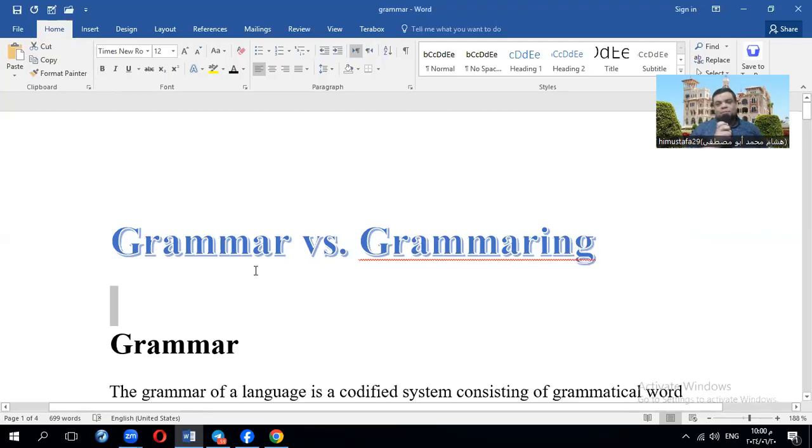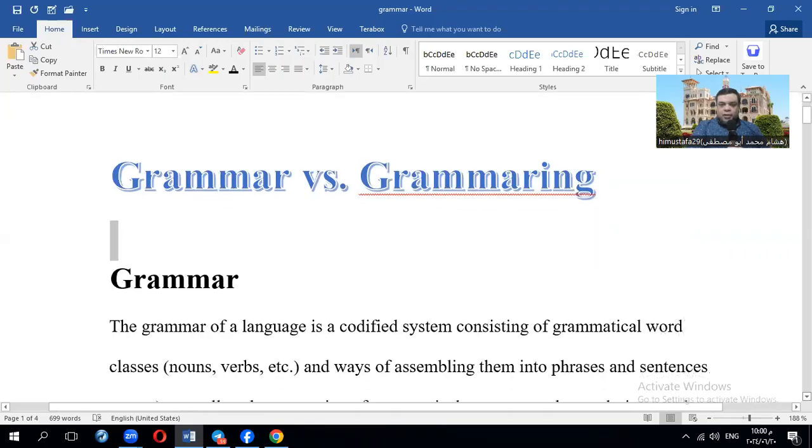Today, inshallah, we are going to discuss a very important topic in grammar, in English linguistics and English teaching: grammar versus grammary. First, what's the meaning of grammar? The grammar of a language is a codified system consisting of grammatical word classes, like nouns and verbs, what we call parts of speech.